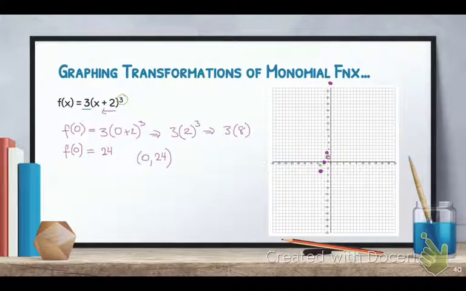So then if I wanted to combine all of my points, I would say, okay, remember the cube has that kind of almost S-ish shape, right? Goes like that and keeps going down and down and down and down. So that would be the sketch of this monomial function.